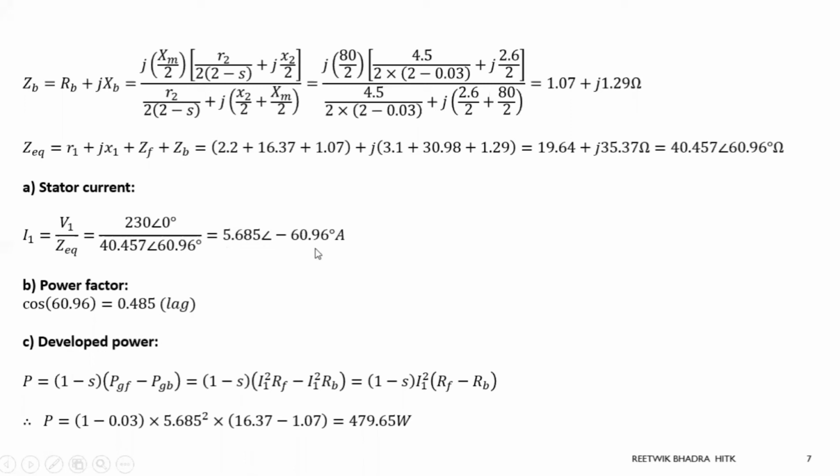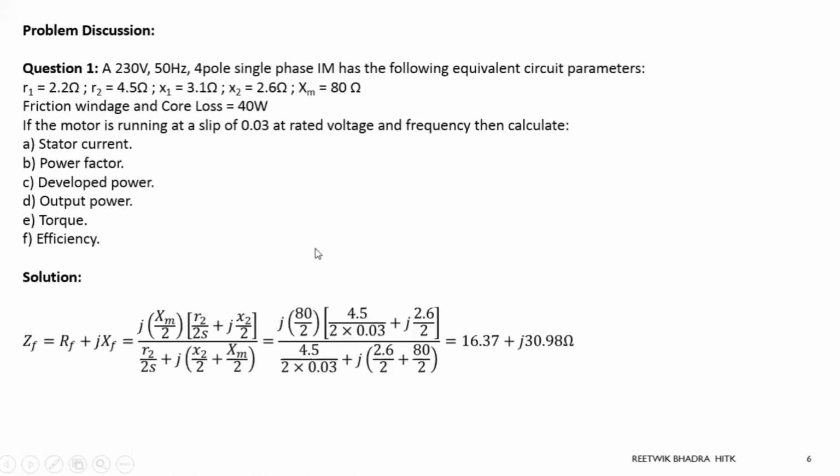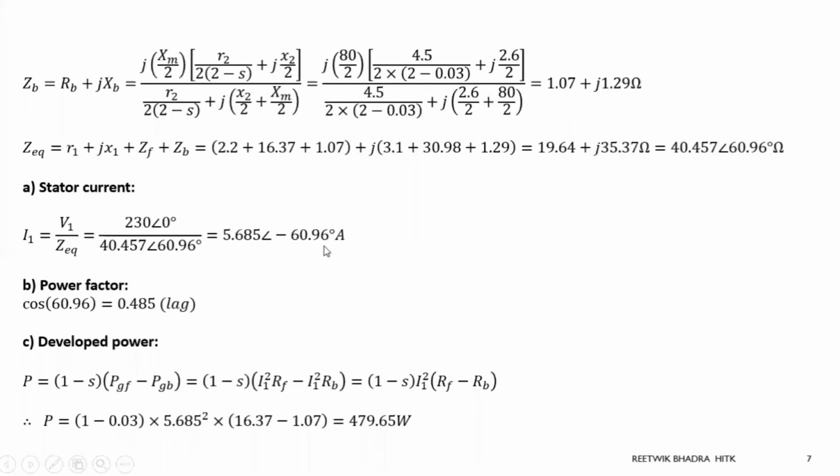Now, next we have found out our stator current, that is V1 by Z equivalent. Next what we will do is find out the power factor. So how do you find out the power factor? Whatever angle you get for the current, you just do cos of that. Simple basic electrical circuit theory knowledge. Only thing is that for each specific problem, each specific part, you have a separate formula. Otherwise, all things are similar.